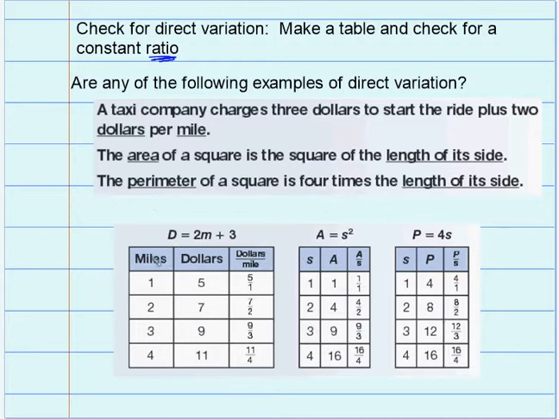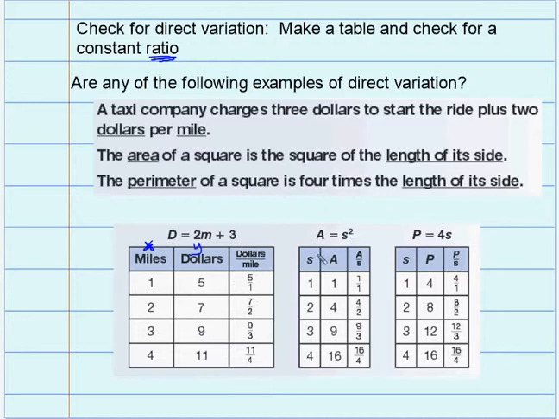You would make a table. This is going to be the x, and this is going to be the y. So whatever you have solved for, a taxi company charges $3 to start the ride plus $2 per mile, you would pay dollars, and that's going to be based on the amount of miles you go. So miles would be your x, your independent variable. And you would do the ratio of your output to your input to see if you have a constant ratio.